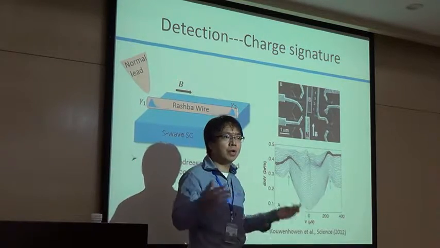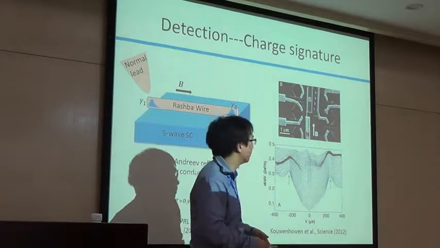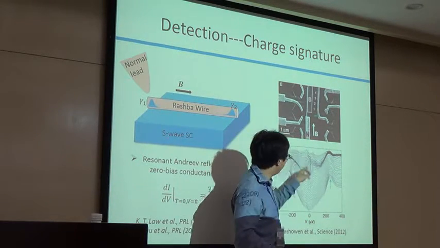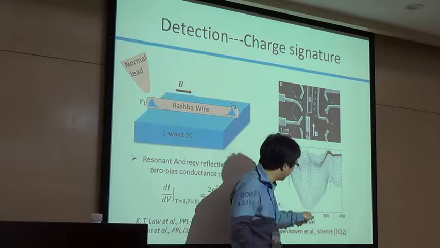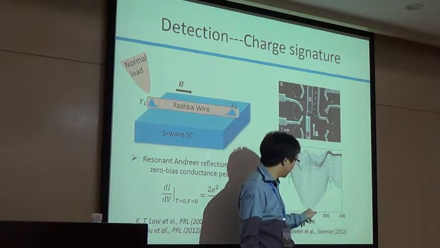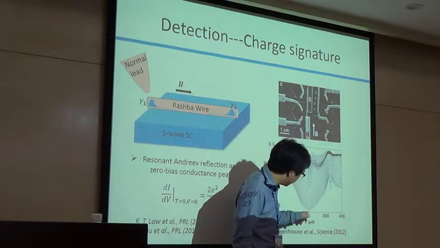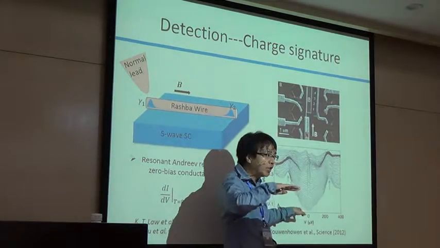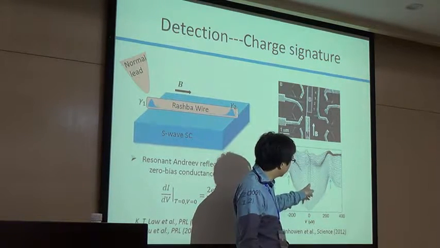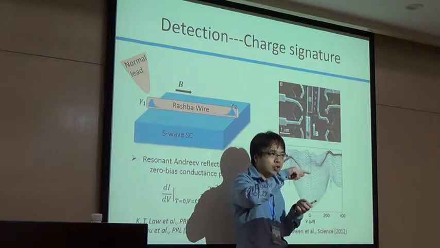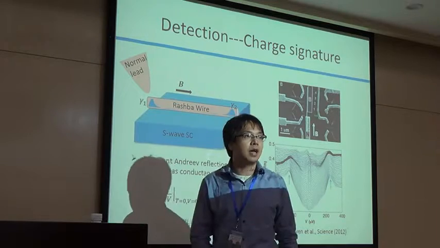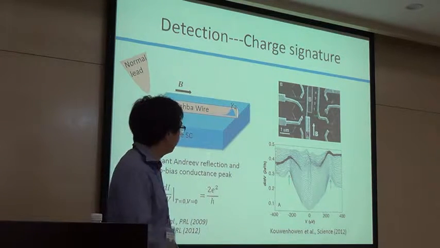So in principle, you can create Majorana when you have a magnetic field. And then they look at it. Without a magnetic field, the bottom line is zero magnetic field, there's no zero-bias peak, no peak in the conductance. Actually, it's a dip. But when they apply the magnetic field higher and higher, there's a conductance peak. The dI/dV peak appears at zero bias.